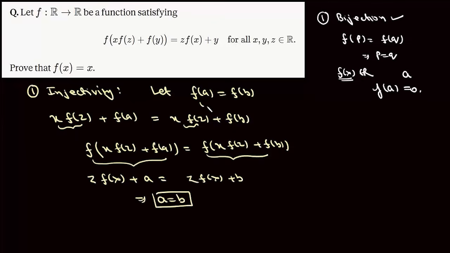So if f(a) equals f(b), then a equals b. That means this function f is a 1-1 function. So we have proved injectivity for this function. Now we'll come to surjectivity.